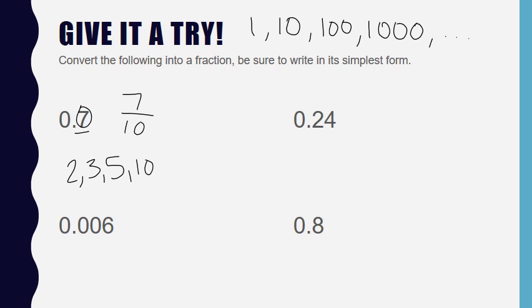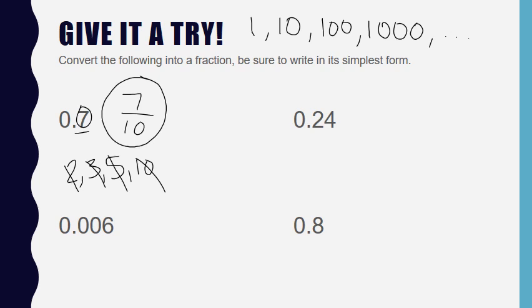7 cannot be divided by 2 because it's an odd number. Let's see, can I divide by 3? No, 7's not divisible by 3. Can I divide by 5? No, 7's not divisible by 5. And can I divide by 10? No, 7's not divisible by 10. So at this point, you're done with this problem.